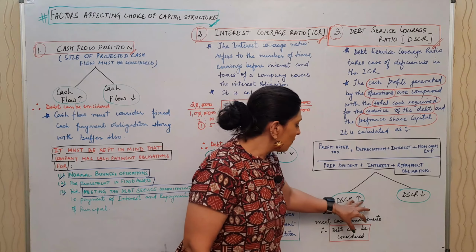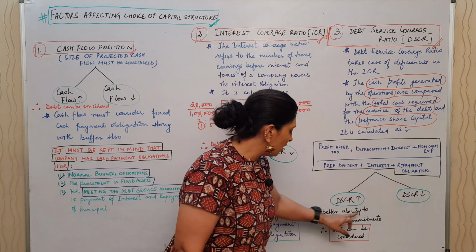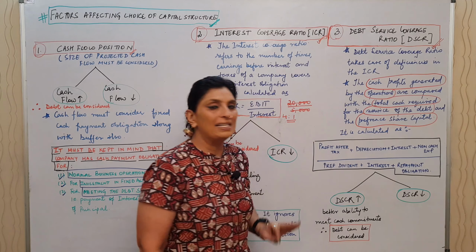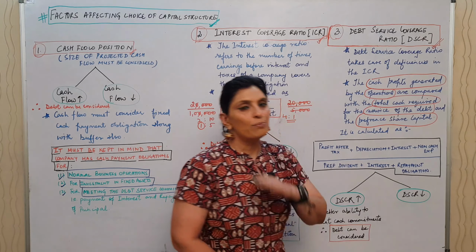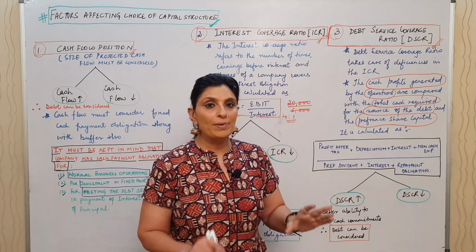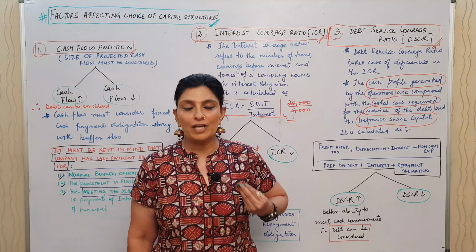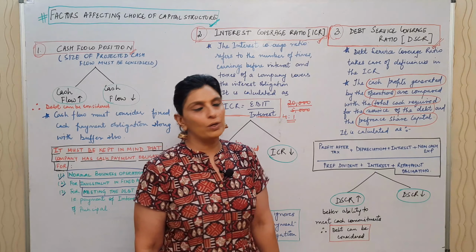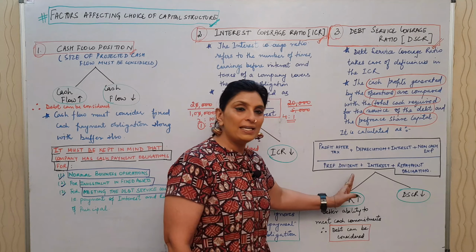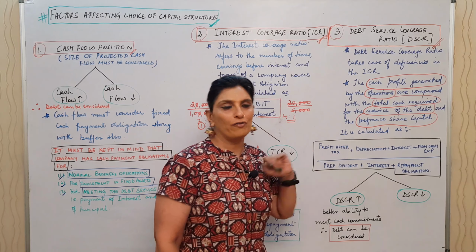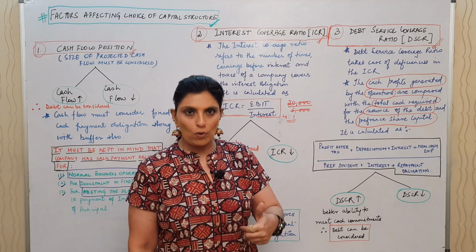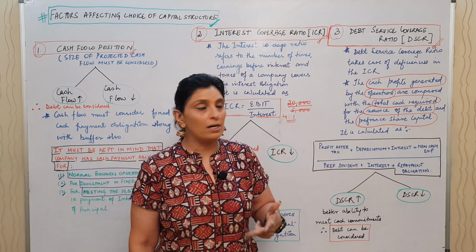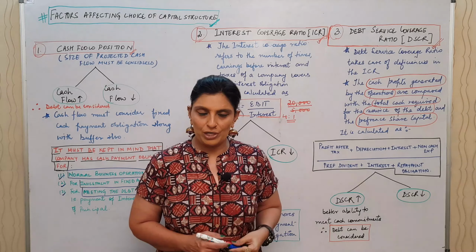If debt service coverage ratio is more, you have better ability to meet cash commitments, so debt can be considered. But if it is less, please do not consider debt. Why? Because when you do not have enough cash from operations, how will you meet all these commitments of your own? So we've talked about 3 points: cash flow, interest coverage ratio, and debt service coverage ratio.